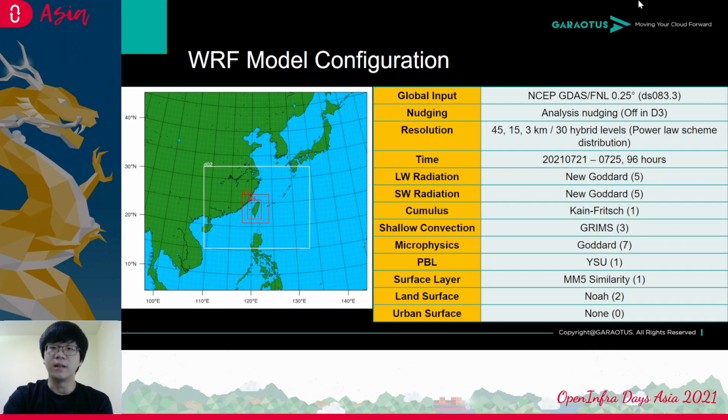Simulation time spans from 2021 July 21st to July 25th, totaling 96 hours. There is a typhoon named Infa near Taiwan at that time. Some important model physics options are listed here for reference.